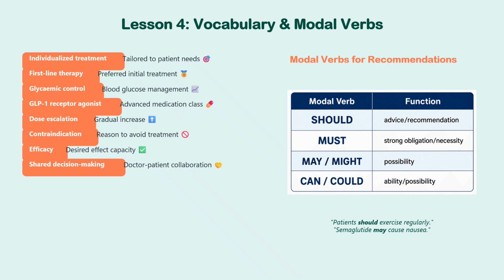Dose escalation, gradually increasing the medication dose. The physician used gradual dose escalation to reduce nausea. Contraindication, a reason why a treatment should not be used. A severe allergy to a medication is a contraindication. Efficacy, the ability of a treatment to produce the desired effect. Several studies have demonstrated the efficacy of semaglutide. Shared decision-making, a process in which the doctor and patient make treatment decisions together.